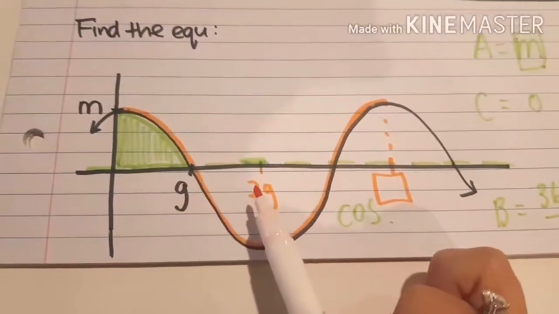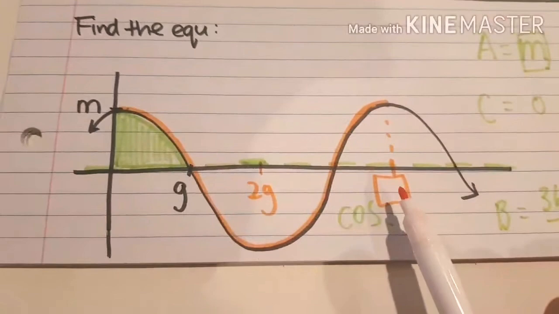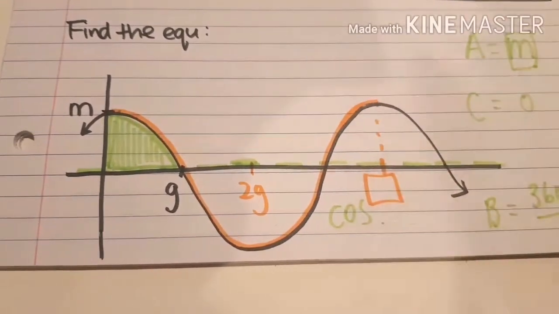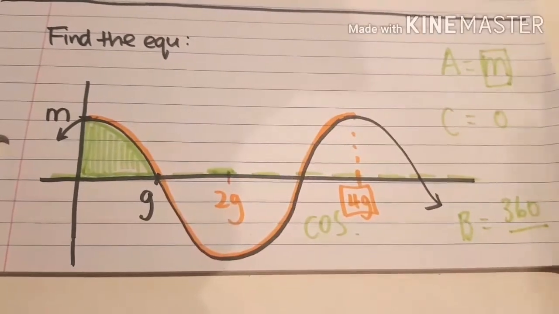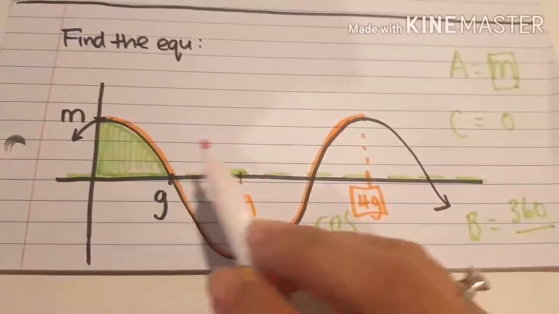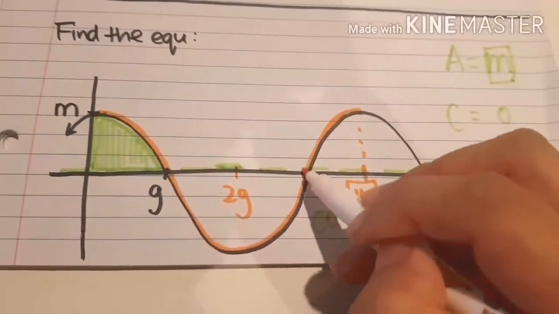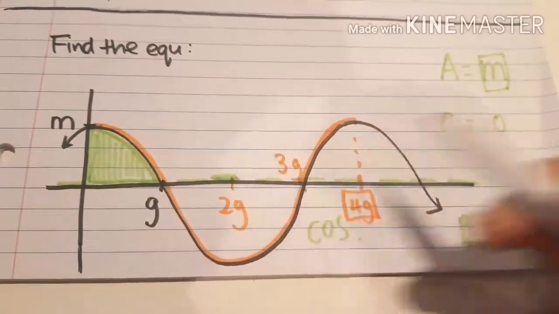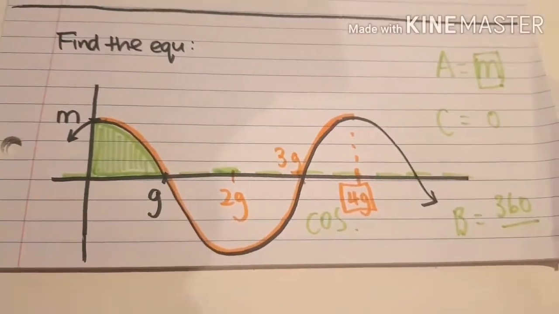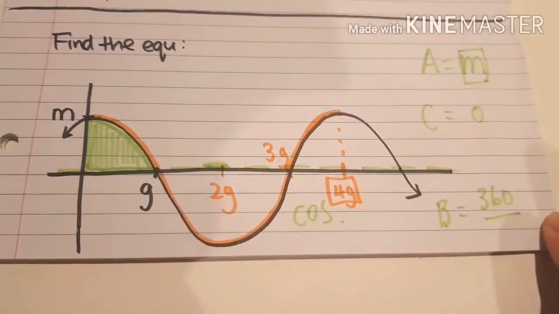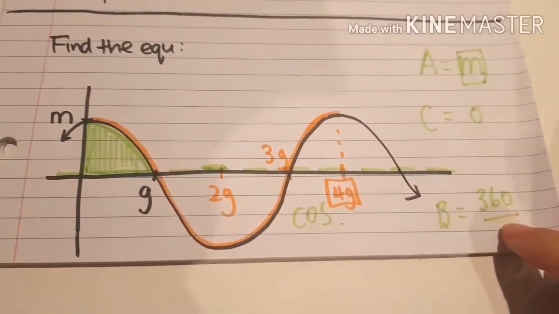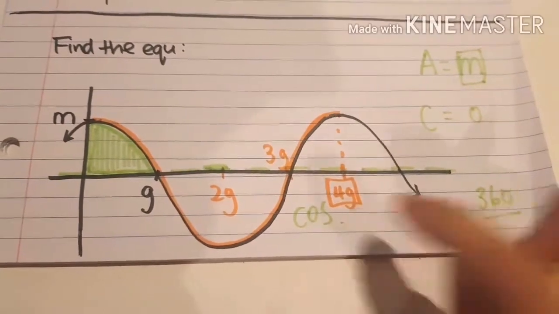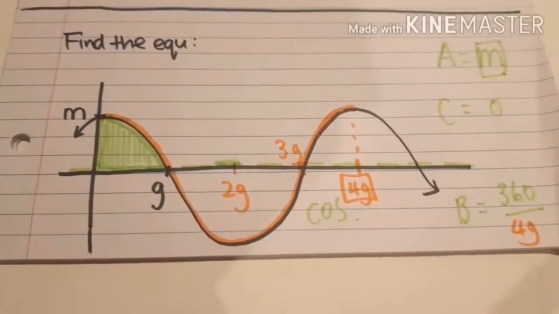So if you double the 2G, the period will be, that's right, 4G. Okay, and obviously it's going up by G, so that one will be 3G. So in order to find out the equation for the value for B, it's 360 divided by the period, which is 4G. Yep, just like this.